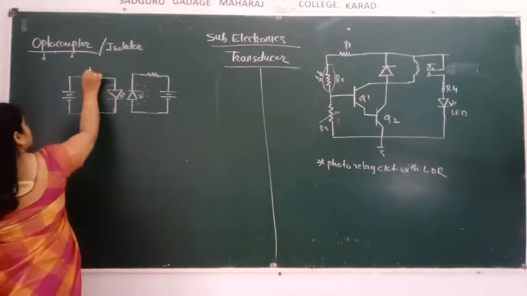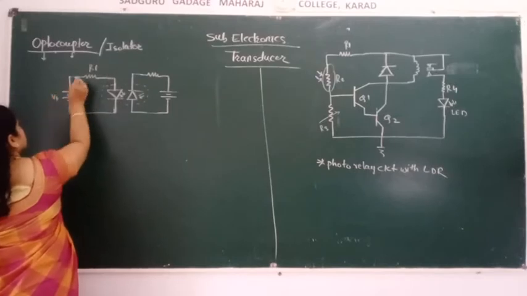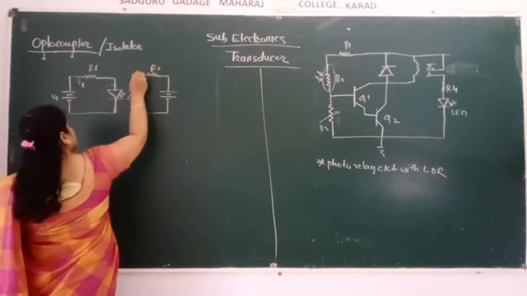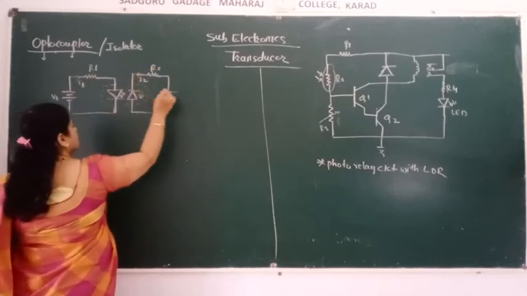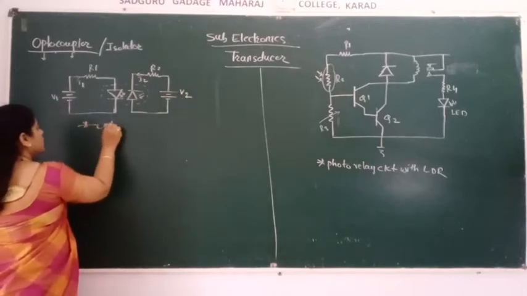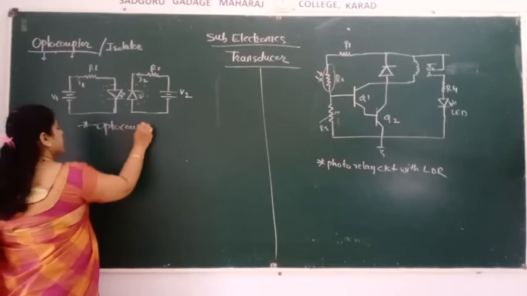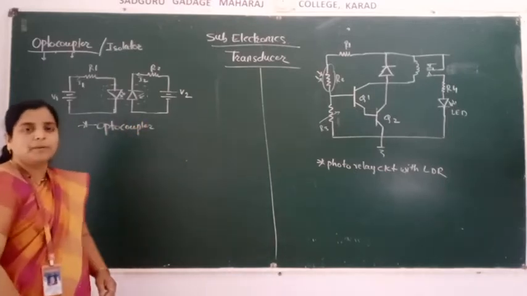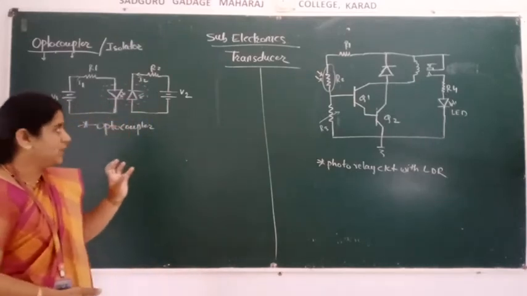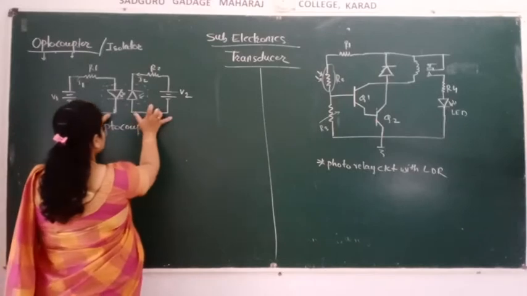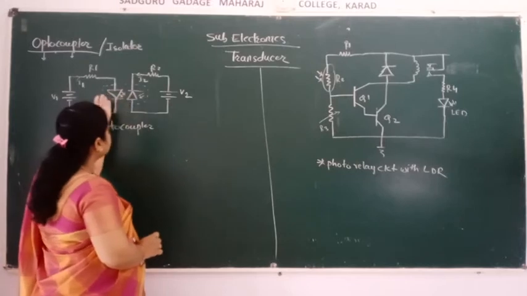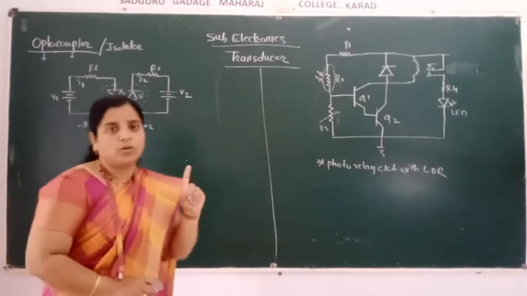Suppose this is R1, this is V1, current through it I1, and this is R2, current I2, and this is V2. This is the circuit for the optocoupler. The concept you have to remember is that it is also called an isolator, meaning this circuit should be equal to this circuit. There is no electrical connection between those two circuits. It is connected optically, not electrically.